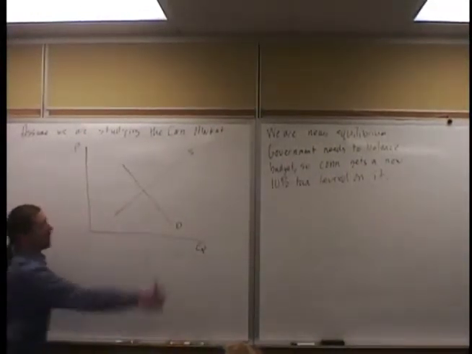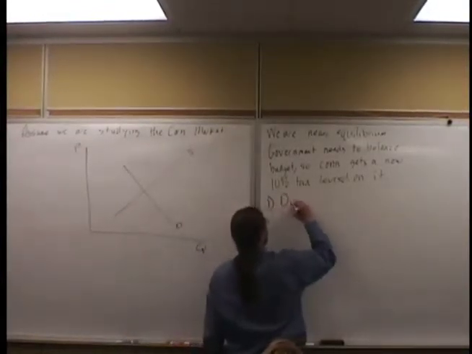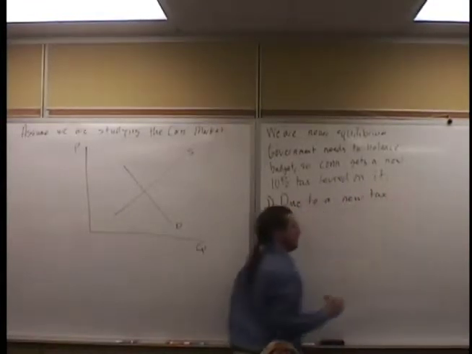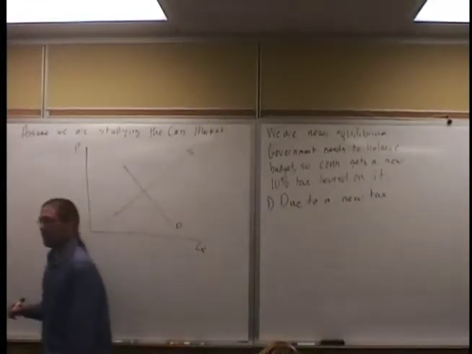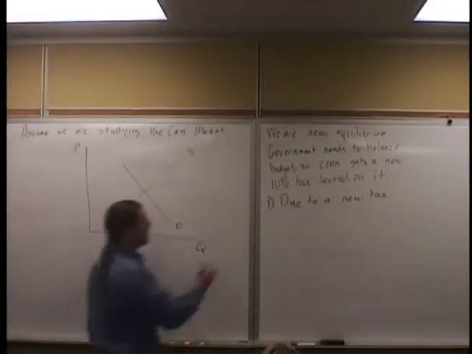So, our first response then is, due to a new tax, what happens to supply? Right? Because sellers, growers of corn, they now have to take some of their money, and instead of buying corn seed or land or tractors or gas, right, they have to pay it to the government, right? Damn government.